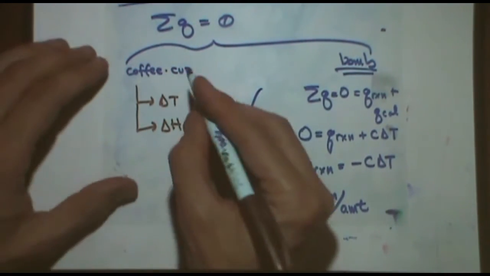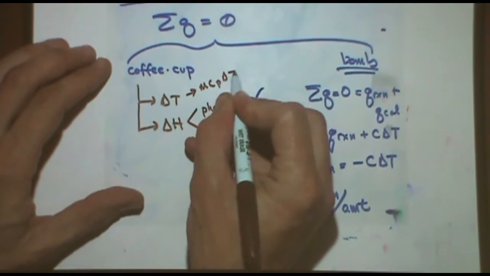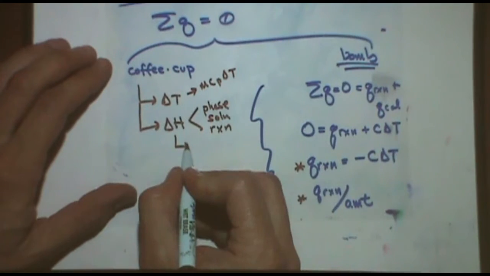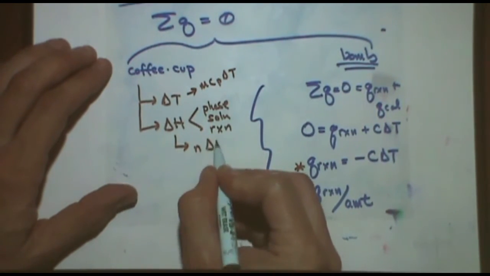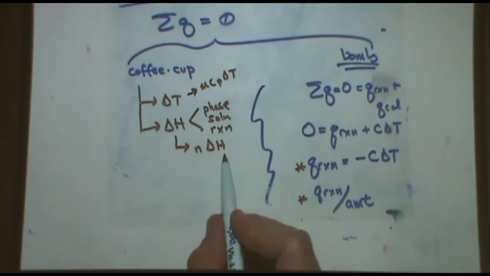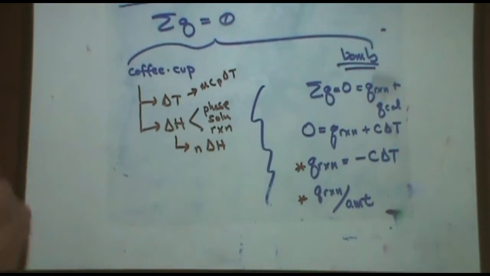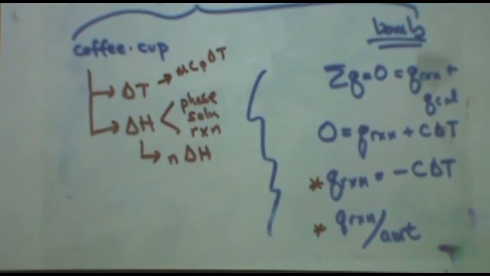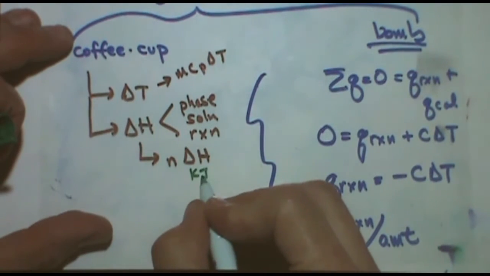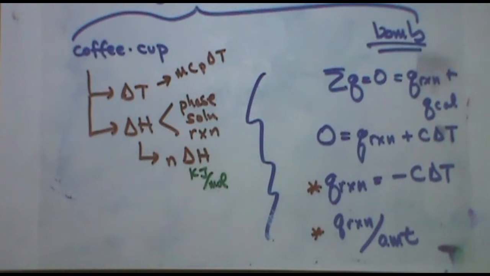Okay. If it is a delta T, then you're going to use MCP delta T. If it is a delta H, you'll use N delta H typically. Usually it's some amount that's going to multiply by the delta H. Depends on the units of delta H. For example, if delta H is in kilojoules per mole, then you need to get rid of those mole units by multiplying by moles, N.